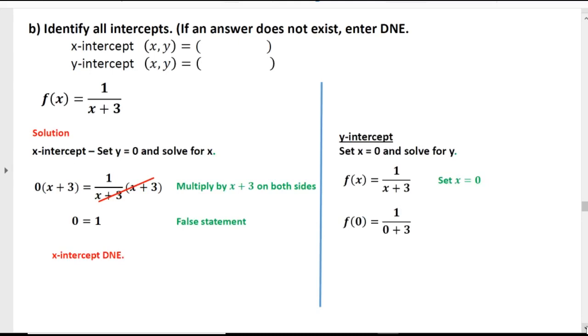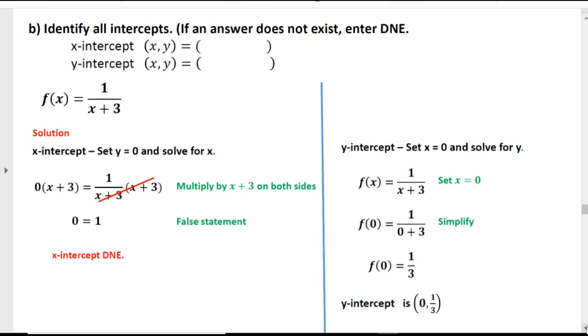So our y-intercept. For the y-intercept, we let x equal 0. And anywhere you see an x, we replace it with 0. So in this case, we get 0 plus 3, which is 3. And if we simplify, we end up with 1/3. So my y-intercept is (0, 1/3).